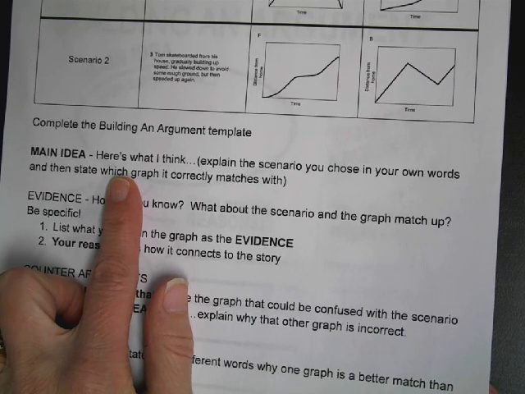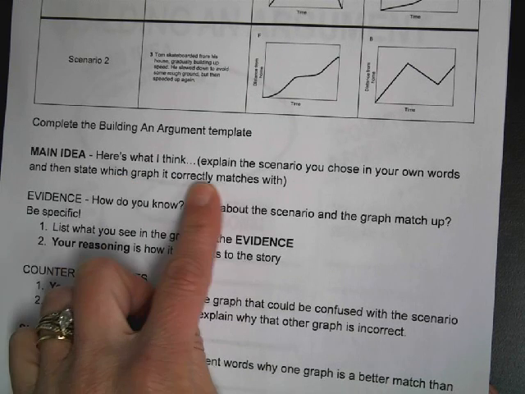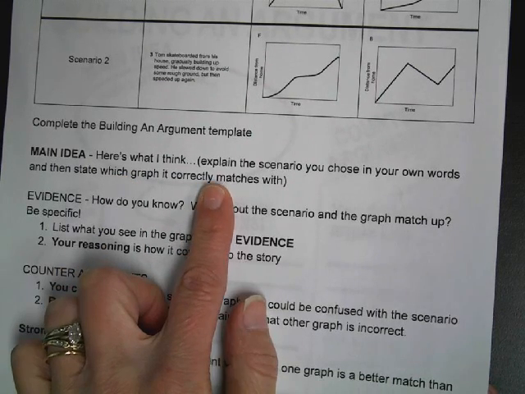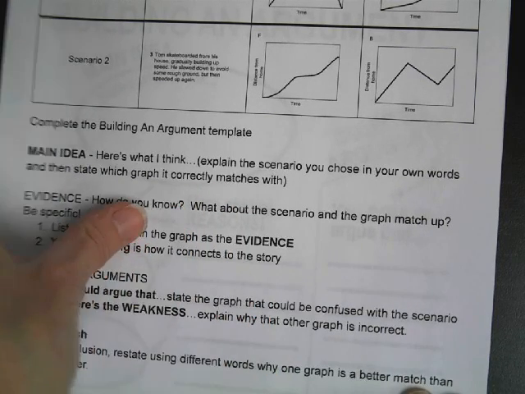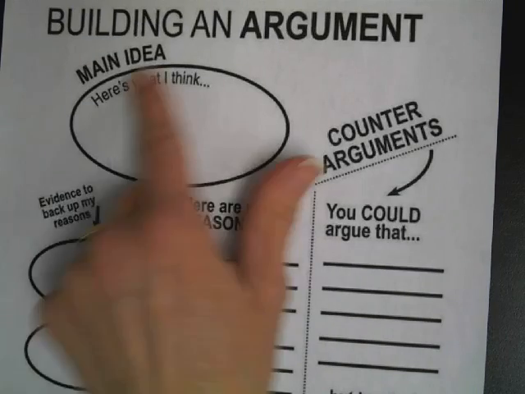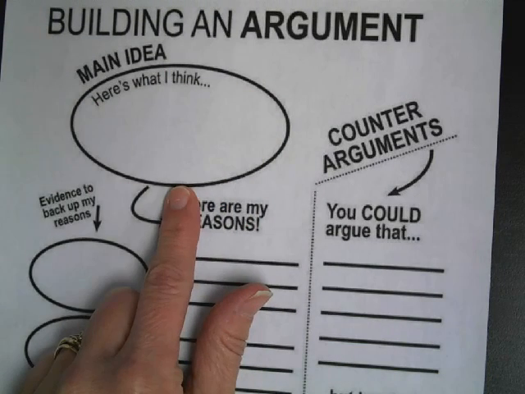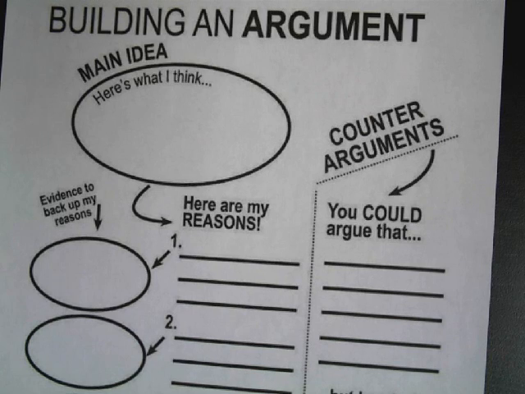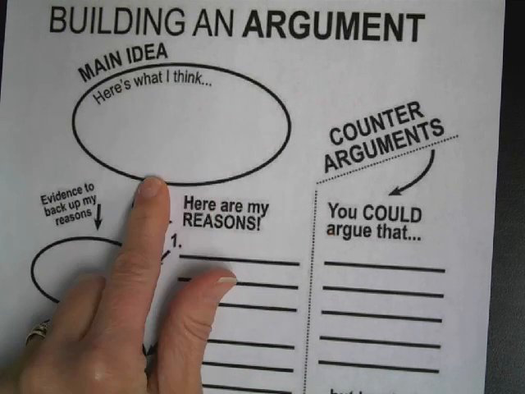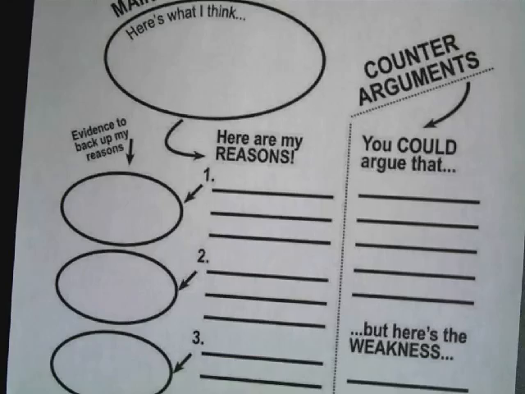The first thing you're going to do is complete the main idea. This is what you just have done with the scenario you chose. Here's what I think. You will explain the scenario you chose and then state which graph correctly matches with it. So in this area right here, here's what I think. I think in this scenario, and explain the scenario, that it matches with graph, and list the graph that it matches with. That is all that needs to go here, just that beginning sentence.